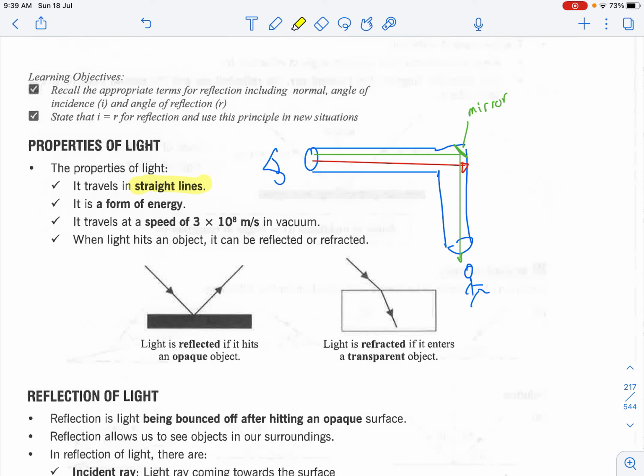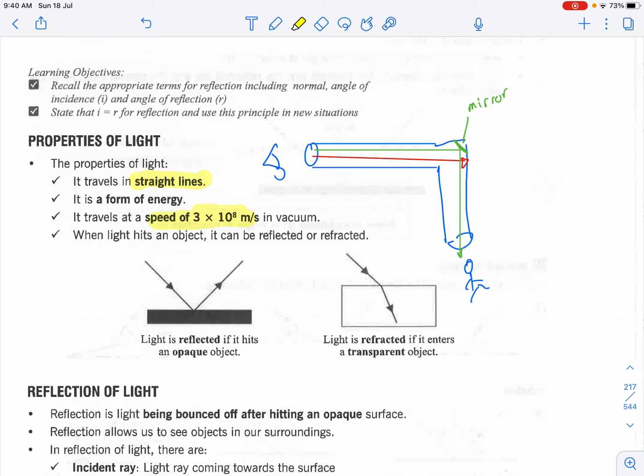Another thing for light is that it is traveling at a speed of 3 times 10 to the power 8 meters per second in a vacuum. Now this one is currently the fastest thing that is traveling in the whole world. So do take note that usually nothing travels faster than the speed of light, and that you are required to remember this value here. So when light hits an object, it can be either reflected or refracted.